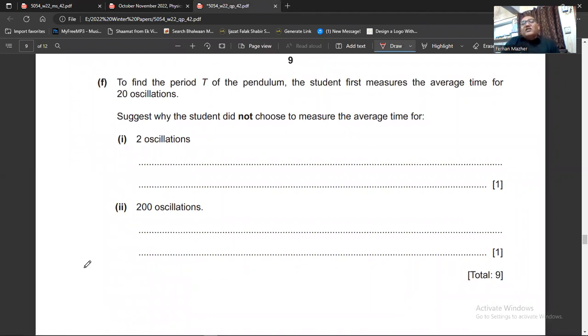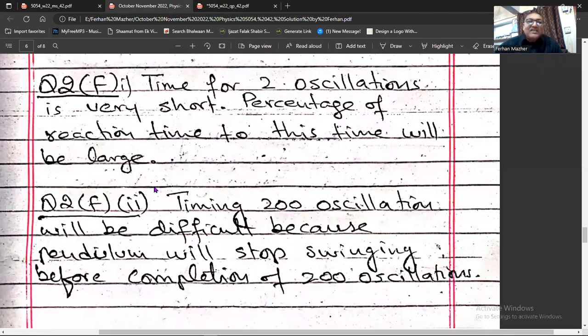Then the second part is 200 oscillations. You see, 200 oscillations will take a very long time. And it is also possible that before the pendulum completes 200 oscillations, the pendulum stops oscillating. Before it reaches 200 oscillations, the pendulum might stop swinging. That's why we do not do this. Timing 200 oscillations will be difficult because the pendulum will stop swinging before completion of 200 oscillations.